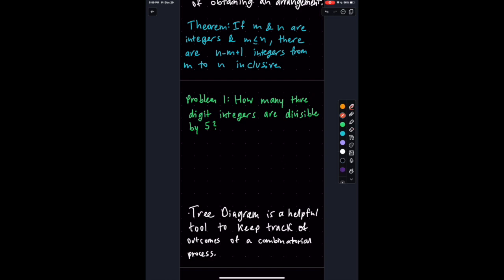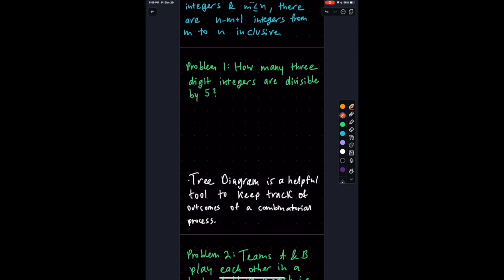How many 3-digit integers are divisible by 5? So the easiest way to do this is we can check and see that the first number that's divisible by 5, that's 3 digits, is 100. And 100 translates to 20 times 5. The last integer that's 3 digits long that's divisible by 5 is 995.